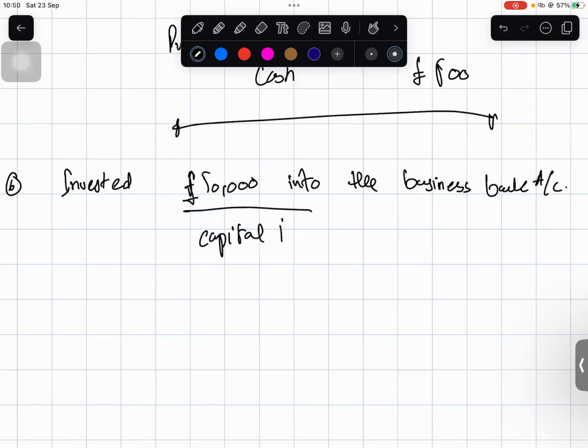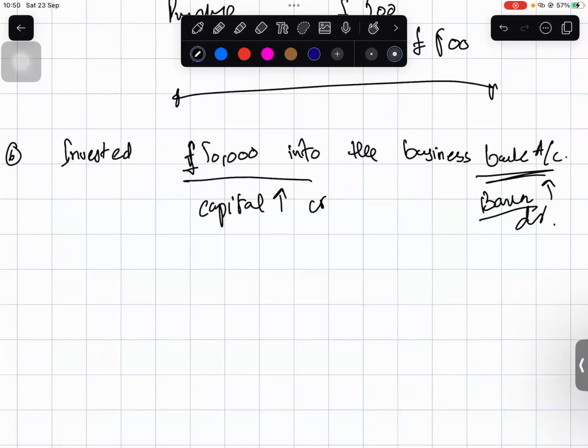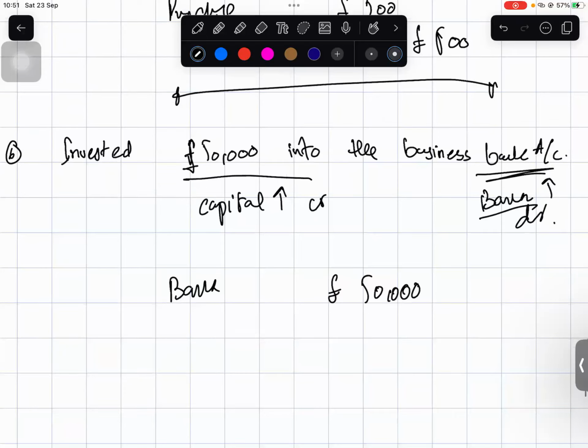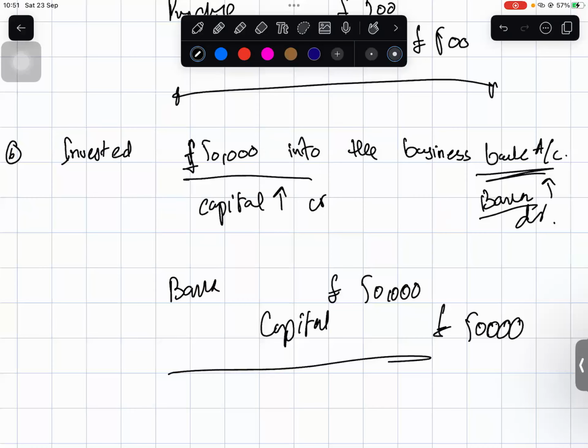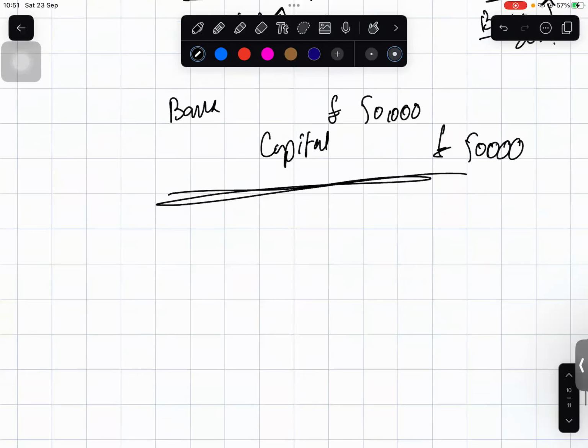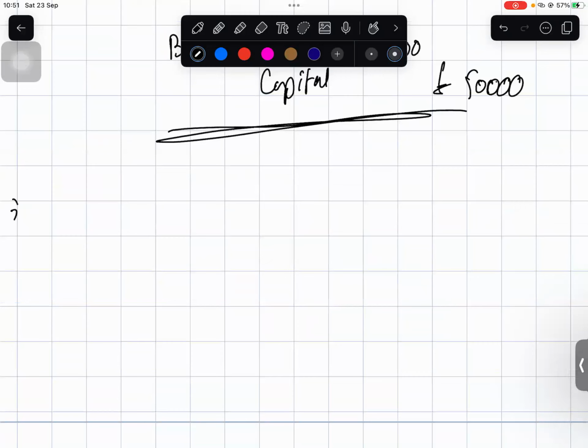Absolutely, perfectly said. Capital is increasing, so we will credit it, and bank is also increasing, so we will debit it. Bank is an asset, capital is obviously capital. Very good. Now the entry we would make is bank will go on the debit side and capital will come on the credit side.